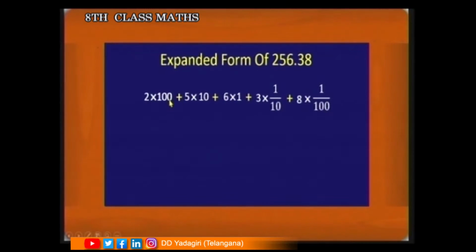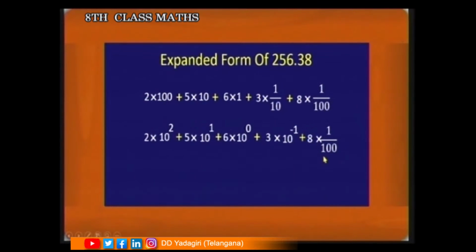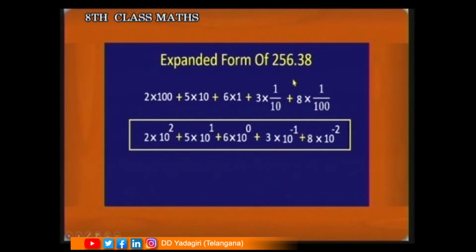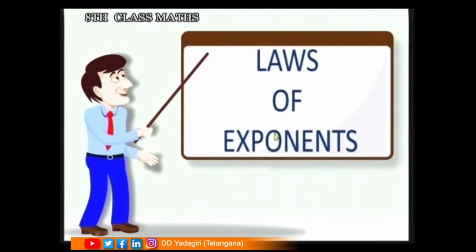And you can write this 100, 10, 1, 1 by 10, these also in exponential forms. You observe here 2 into 100, 100 means 10 square, plus 5 into 10, 10 means 10 power 1, and 6 into 1, 1 means 10 power 0, and 3 into 1 by 10 means 10 power minus 1, and 8 into 1 by 100 is 10 power minus 2. So this is the expanded form of the number 256.38. Now let us discuss the laws of exponents.